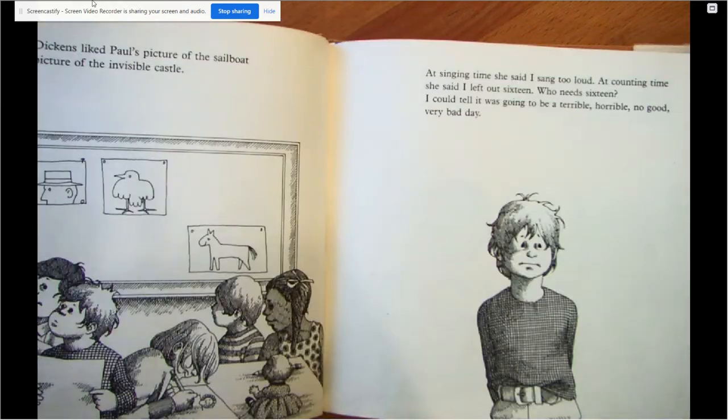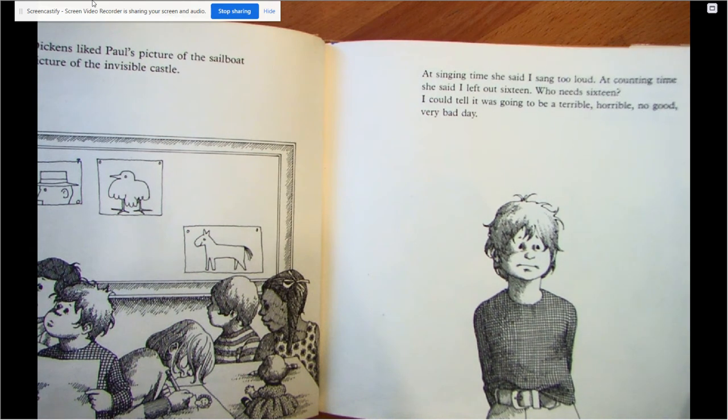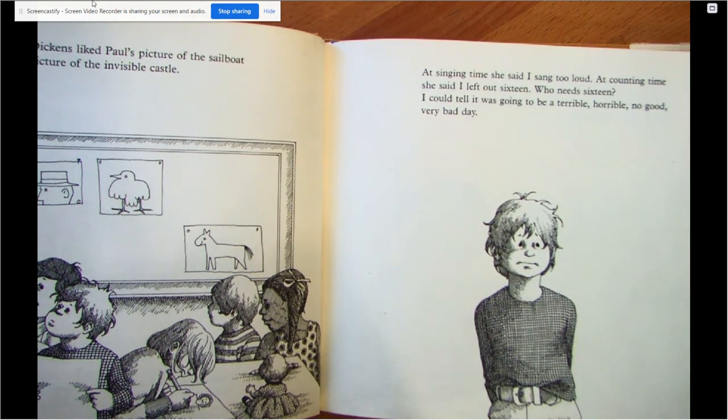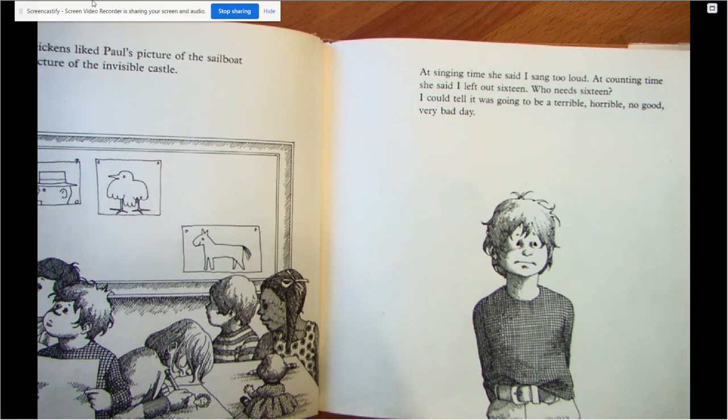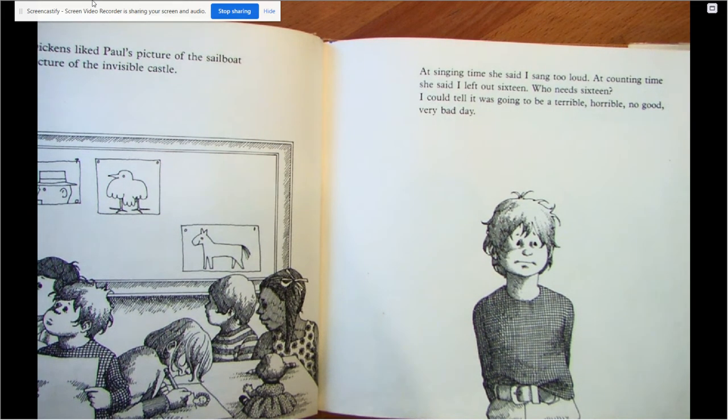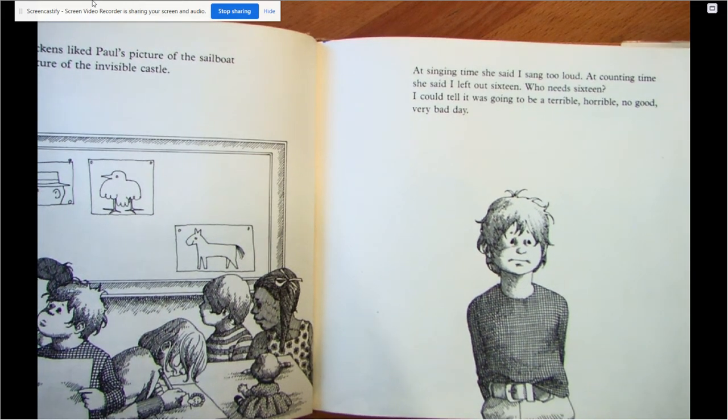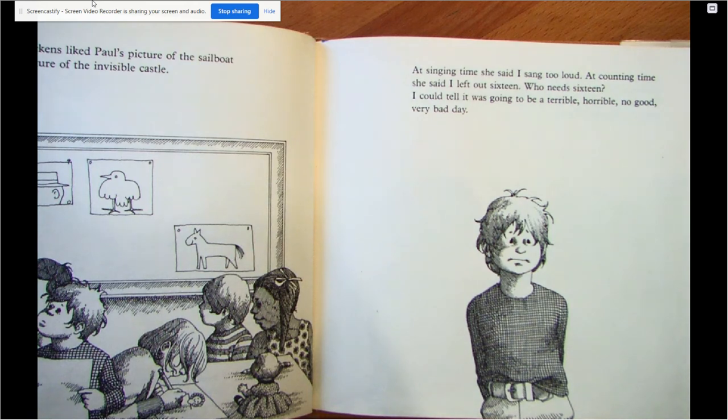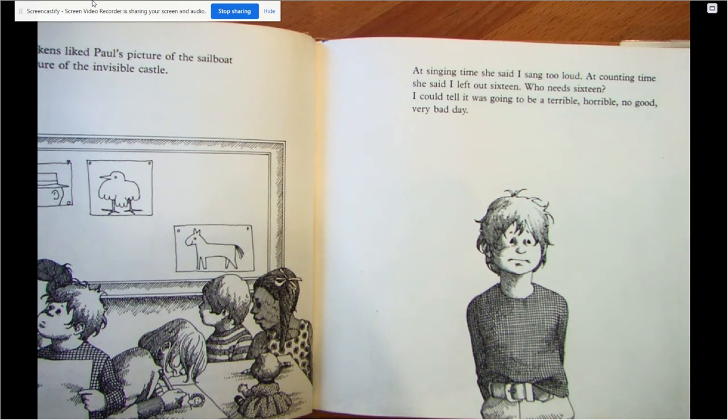At singing time, she said, I sang too loud. At counting time, she said, I left out 16. Who needs 16? I could tell it was going to be a terrible, horrible, no good, very bad day.